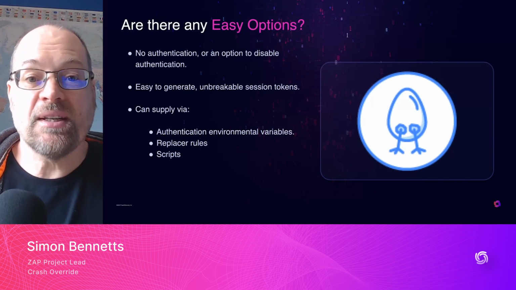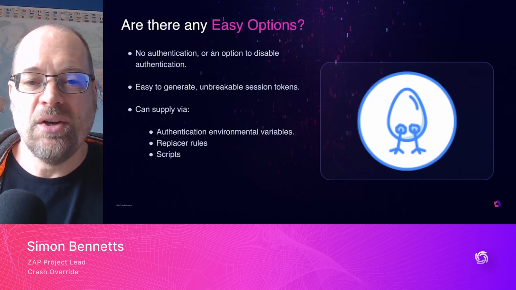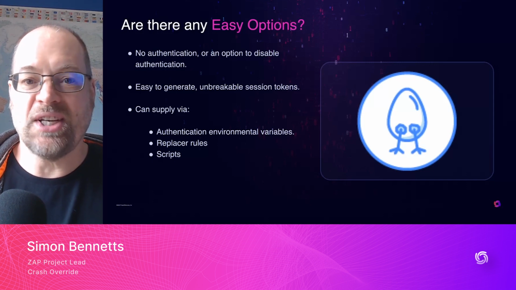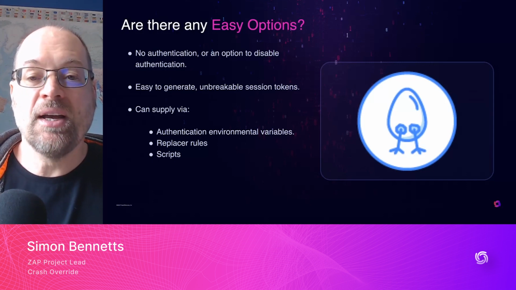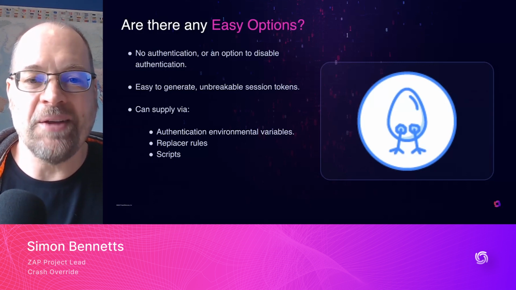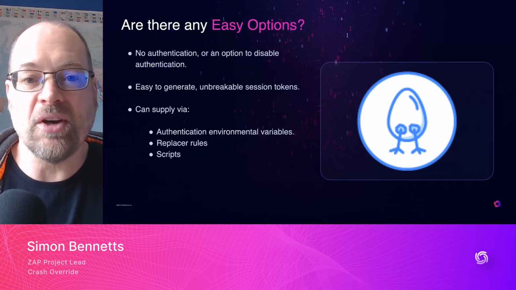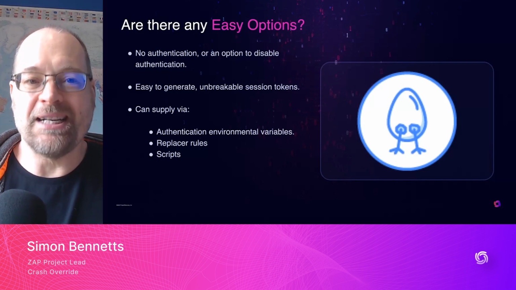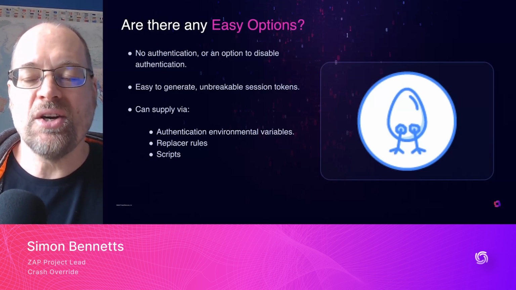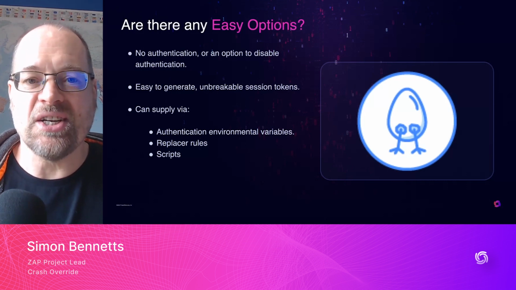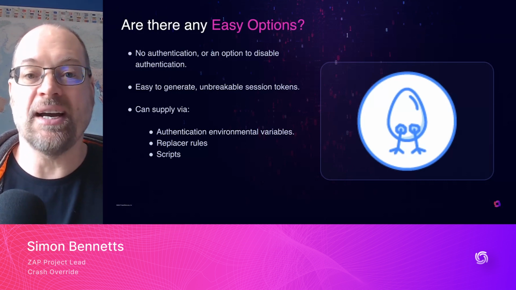And we also have scripts. Now, ZAP scripts are insanely powerful. You can get scripts to change pretty much anything to do with ZAP. You can change requests on the fly. Those are really powerful, essentially reprogramming ZAP on the fly. So scripts will allow you to do pretty much anything. So these three options are very good ways of handling authentication yourself when you know it's going to work and it's not going to break.